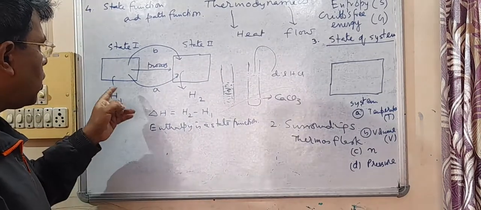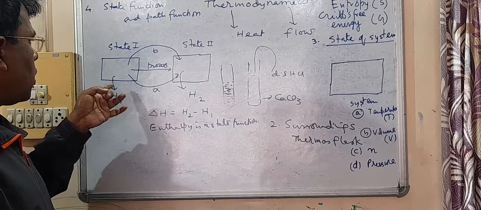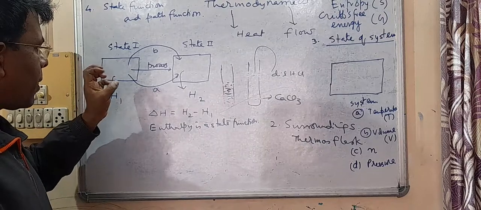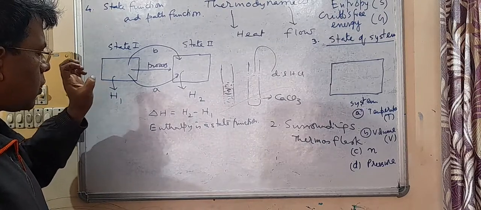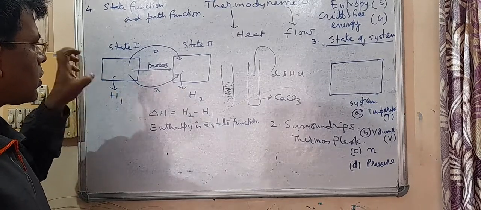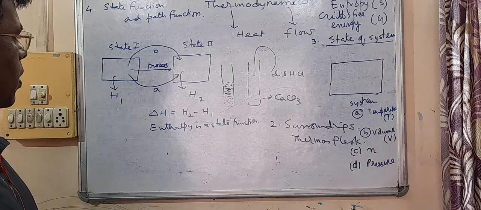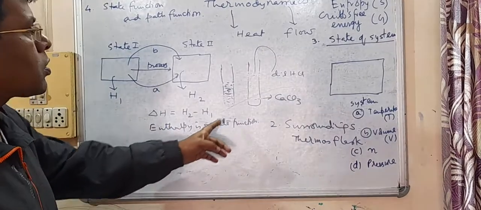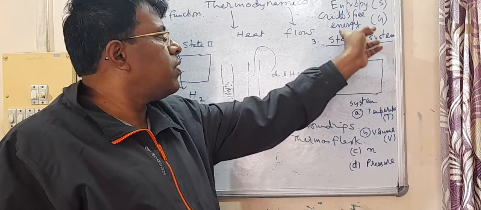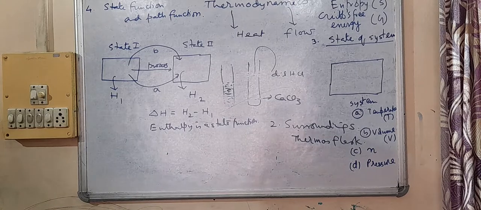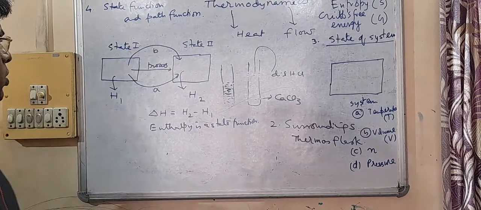So I'm telling once again, if a system goes from one state to another state, and if the change in property of the state of the system does not depend on the path followed, then that parameter is called a state function. Enthalpy is a state function, entropy is a state function, Gibbs free energy is a state function. Now all parameters are not state functions. I am telling you now about a parameter which is a path function. Okay.